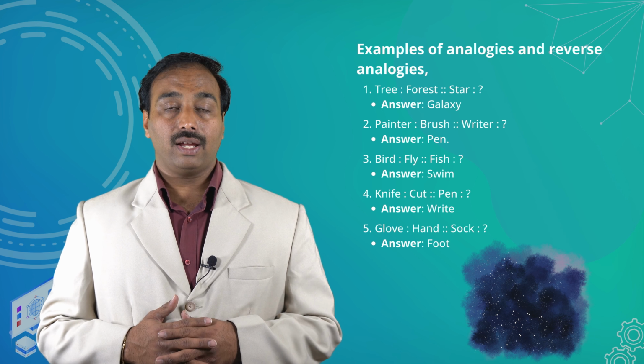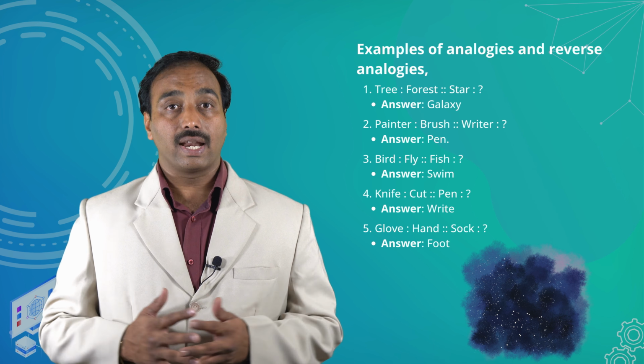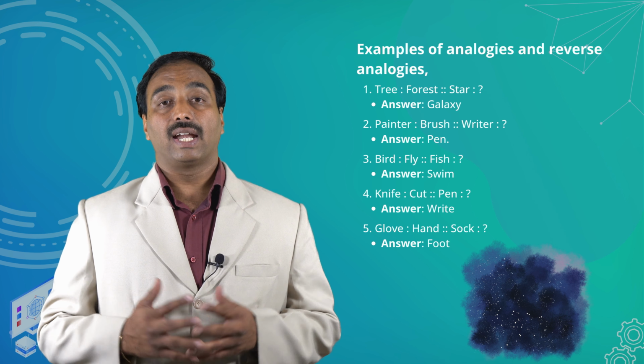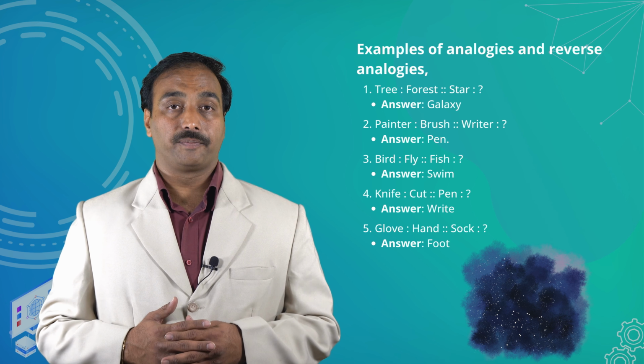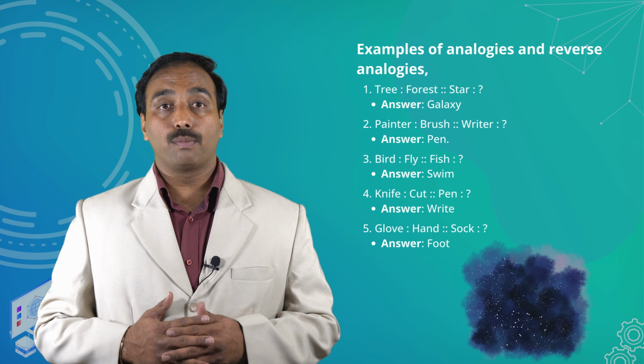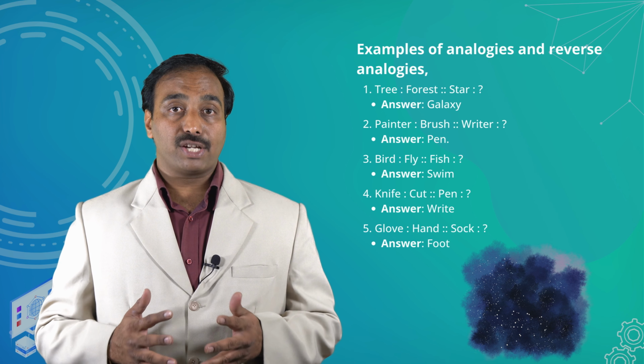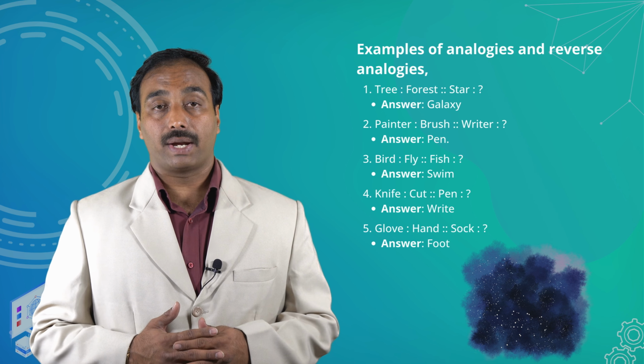First one, tree is to forest, star is to galaxy, because a forest is a collection of trees and a galaxy is a collection of stars. Second example, painter is to brush, writer is to pen, because a painter uses a brush to create art just as a writer uses a pen to write.